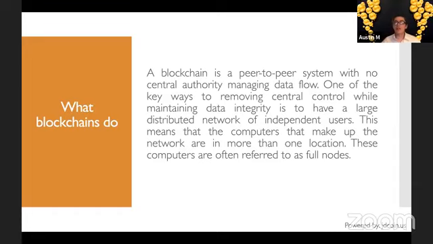So one of the key ways to removing the central control while still maintaining that data integrity is to have a large distributed network of independent users. This means that the computers that make up the network are in more than one location. So it can't all be done within one room. It has to have a network of people to come together and verify that. And these computers are referred to as nodes, which we'll be referring to them from now on.